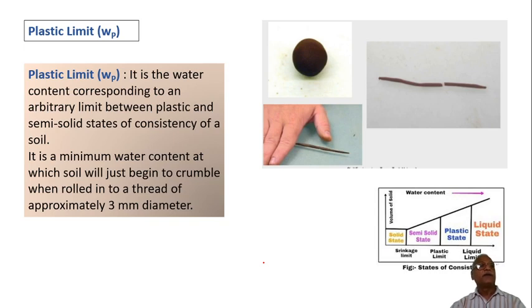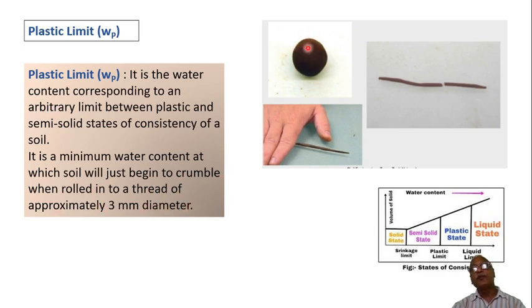Okay. Now next is plastic limit. It is a simple experiment. The definition goes this way: it is the water content corresponding to an arbitrary limit between plastic and semi-solid states of consistency of the soil. This you have seen in the first slide only. It is a minimum water content at which the soil is still plastic, soil will just begin to crumble when rolled into a thread of approximately 3 mm diameter.